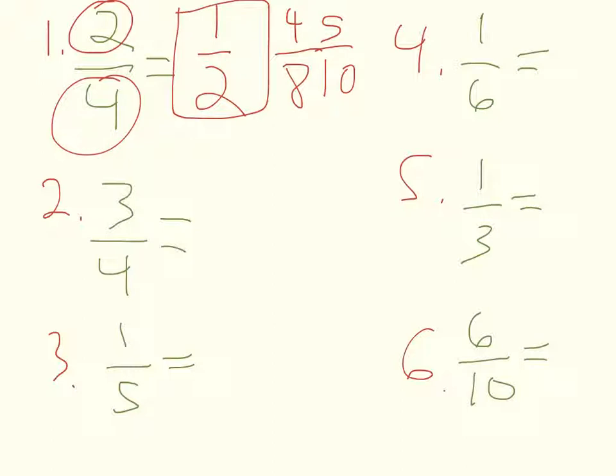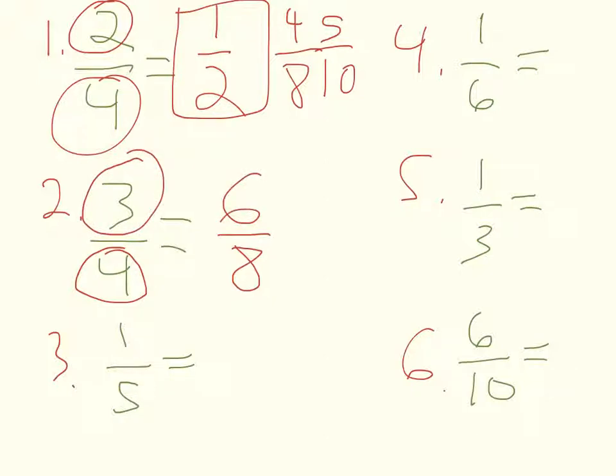Alright, let's look at number 2. 3/4. This is a little bit tricky. How do I find an equivalent fraction for 3/4? Well, one easy way is to take your denominator down here and double it. 4 doubled is 8. Well, if I double the denominator, then I just need to double the numerator. 3 doubled is 6. So that means 6/8 is the same as 3/4.